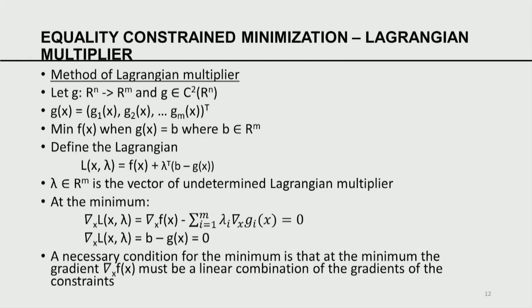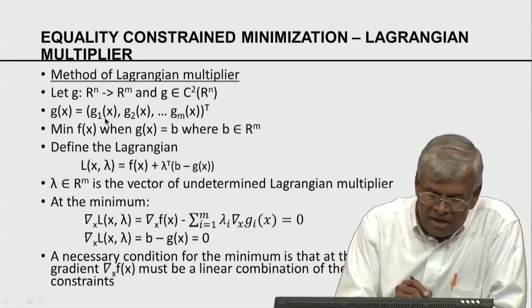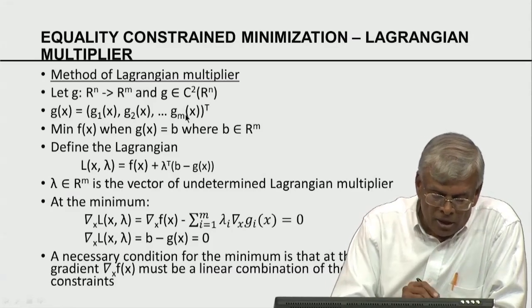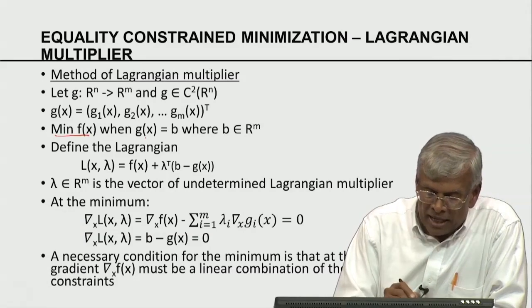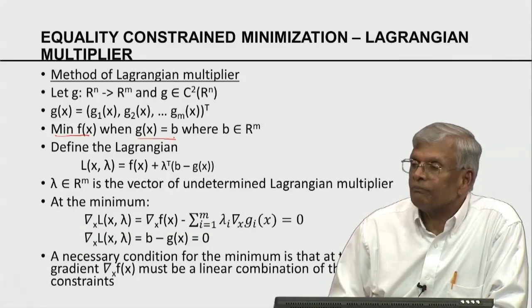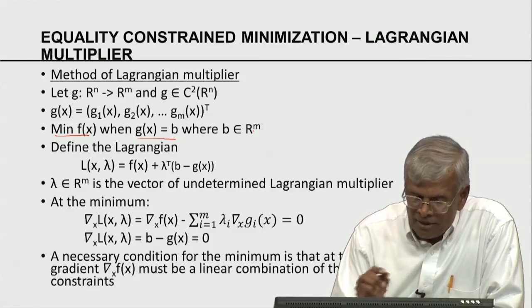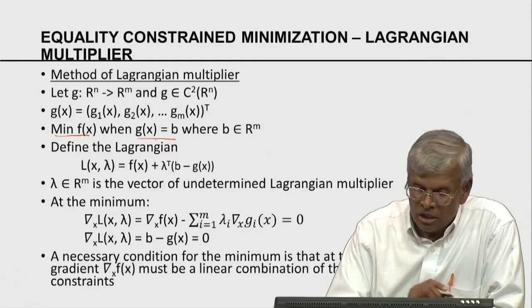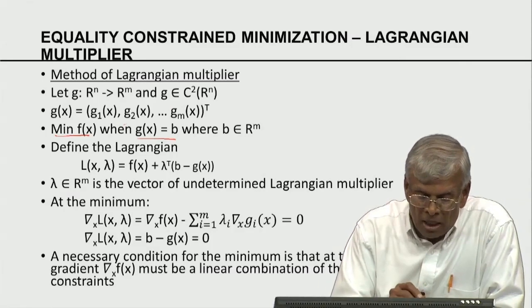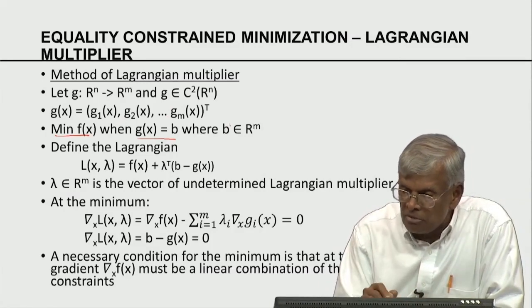So, I am going to quickly run over the framework for the classical Lagrangian multiplier. The equality constraint minimization problem, Lagrangian multiplier method. Let g be a vector valued function. I want to minimize f of x under the constraint that g of x is equal to b. What is b? b is an m vector. g of x is a vector valued function, so g refers to g1, g2, ..., gm, and b refers to b1, b2, ..., bm.